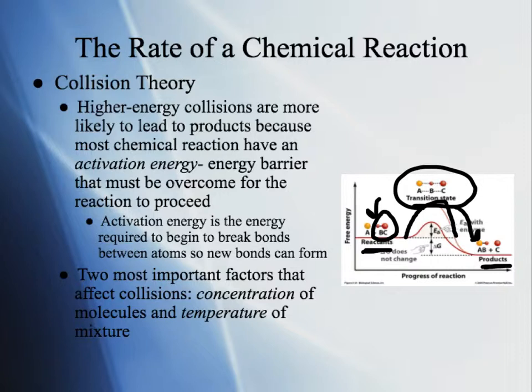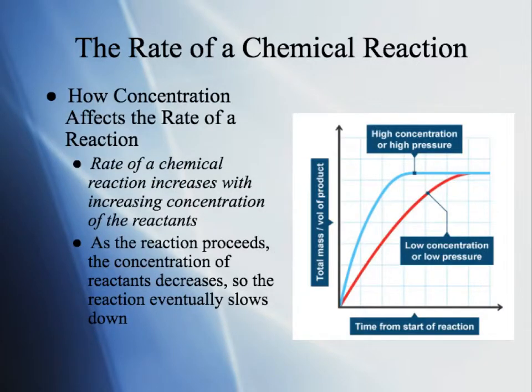When we're taking a look at chemical reaction rates and activation energy, the 2 most important factors that are going to affect these collisions in order to make a chemical reaction take place are the concentration of molecules and the temperature at which the molecules are. So let's take a look at both of those to see how they affect the reaction rate. First, we'll take a look at concentration. Concentration is how many molecules you have in a certain volume.